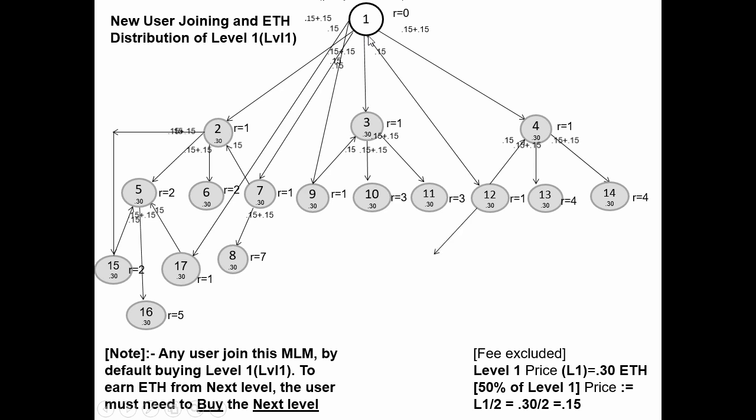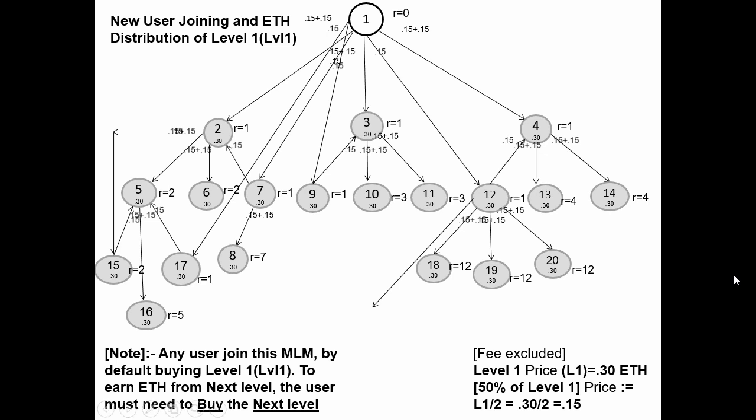Anyway, let's move forward. User 12 adds a new user, that user ID is 18, and both money will go to user 12. The same way, 19 is added by user 12, both money will go to 12. The same way, user 12 added user 20, both money will go to user 12.